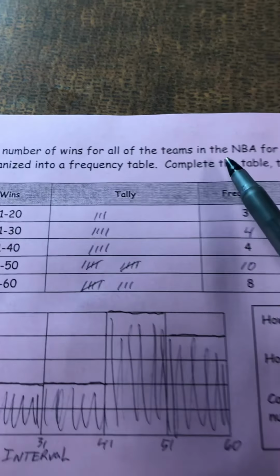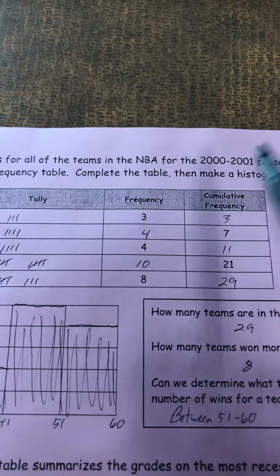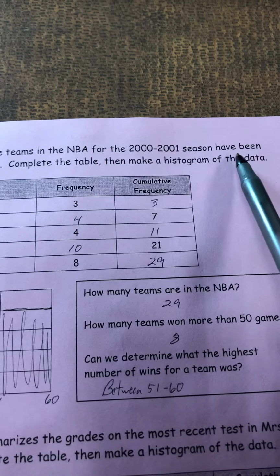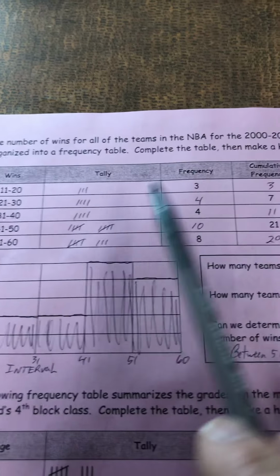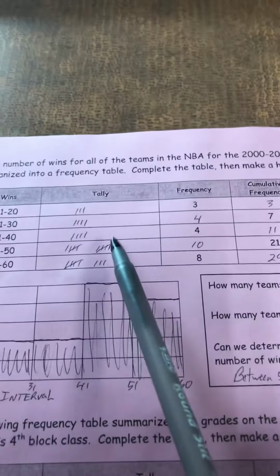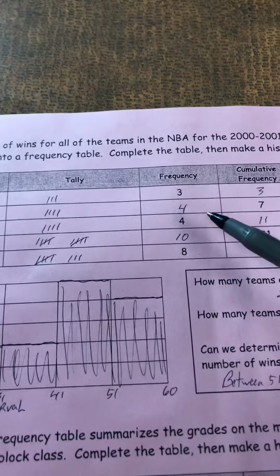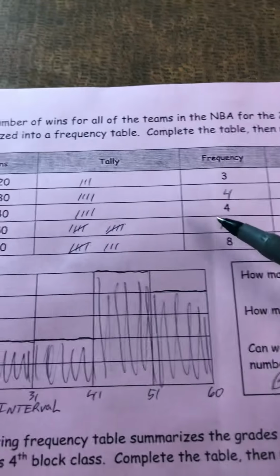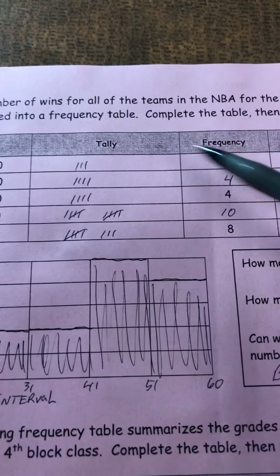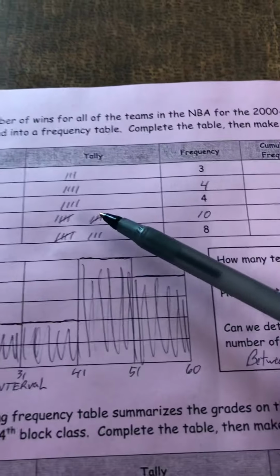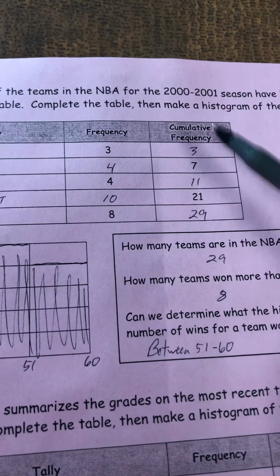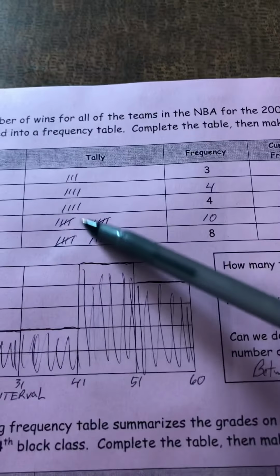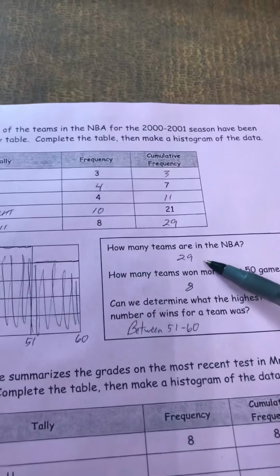Okay, moving on to the back: the number of wins for all the teams in the NBA for the 2000-2001 season have been organized into a frequency table. Complete the table. So you're just completing this table like you did on the reverse side of this page, filling in the blanks and putting in the tally marks. For the cumulative, there should be 29 teams in that season.